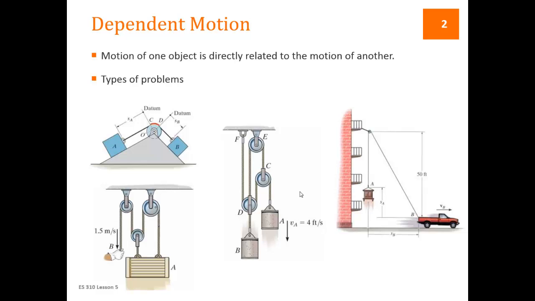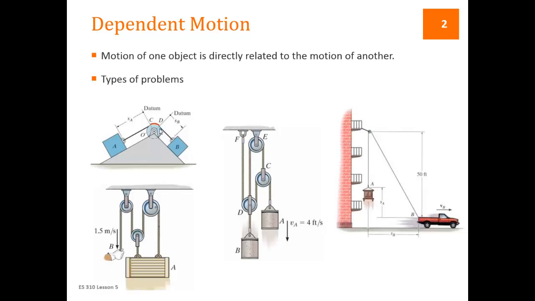So let's take a look at dependent motion. This is motion of one object directly related to the motion of another, often because they're somehow connected with a rope or a cable or some other sorts of device. So some of these problems are pretty basic.